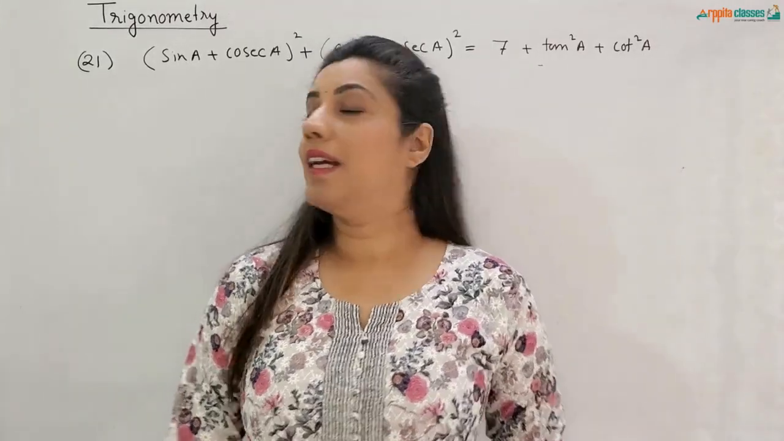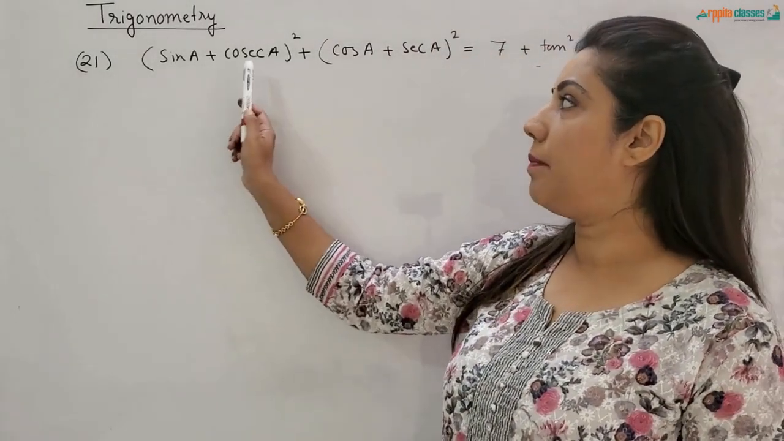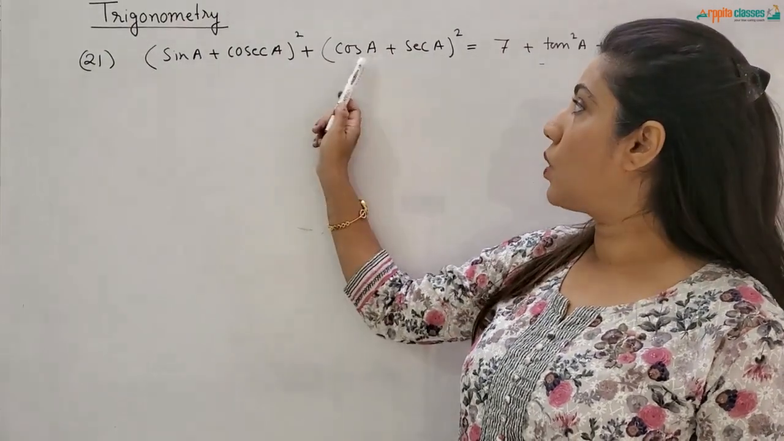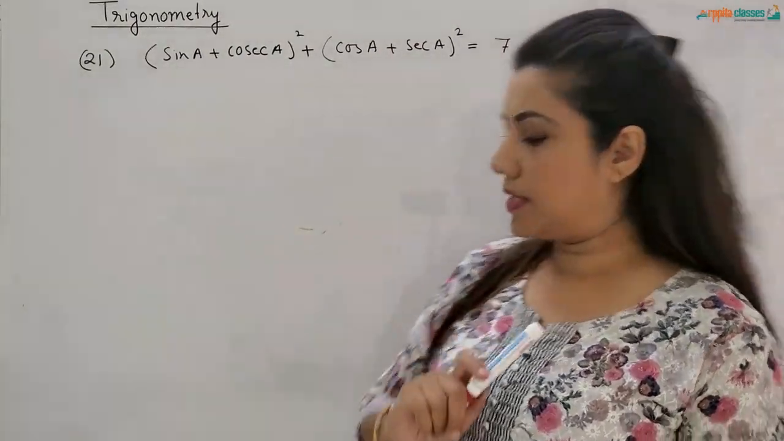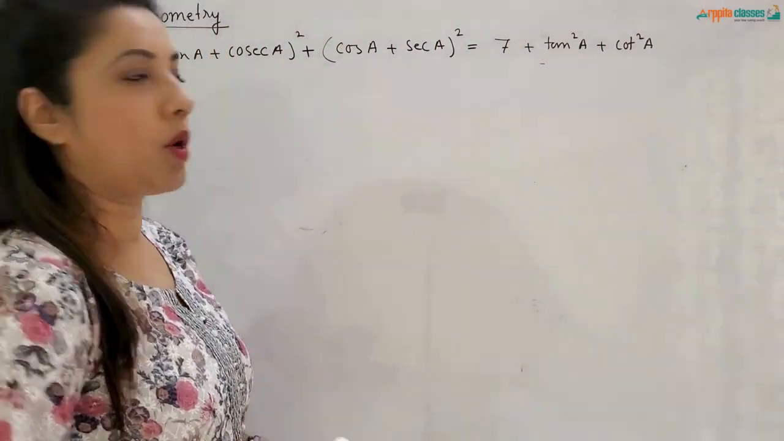So let us start with the next question. Question number 21 is (sin A plus cosec A) whole square plus (cos A plus sec A) whole square is equal to 7 plus tan square A plus cot square A.